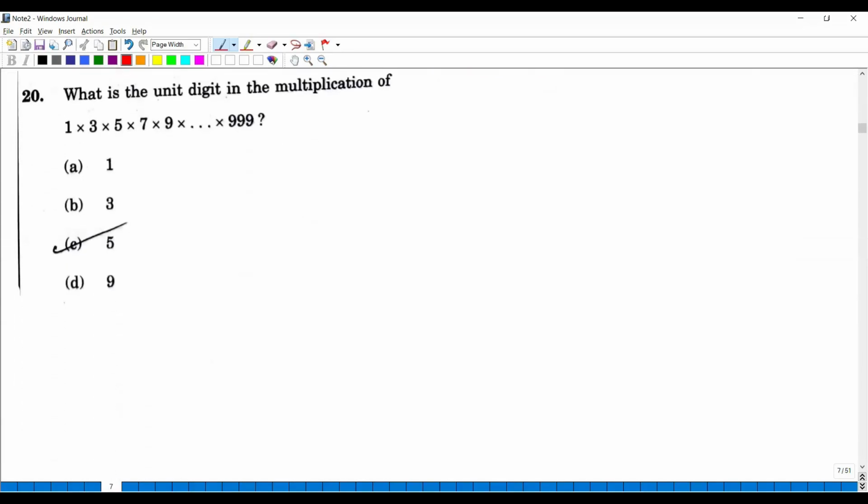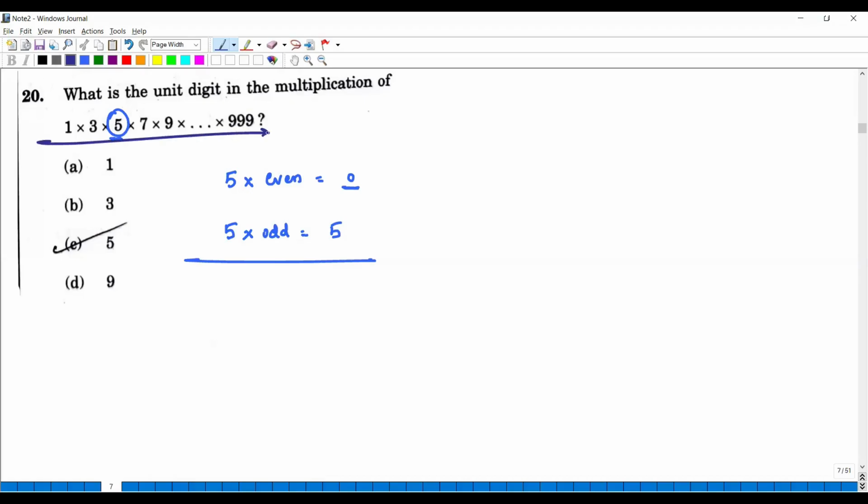What is the unit digit of the multiplication? It seems to be a very difficult question, but in reality it is very simple. When 5 is included in the product, there are only 2 options possible. If I take an even number, then you'll end with 0. If 5 is multiplied by all odd numbers, then it will end with 5. So there are only 2 options, 5 and 0. Here, the answer cannot be 0 because there is no even number, and you can't find 0 in the options. So the answer is 5.